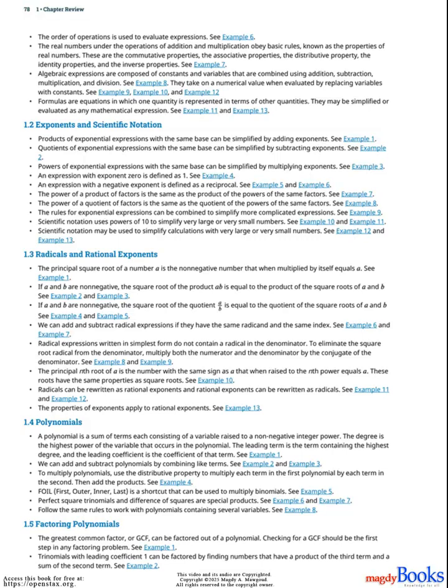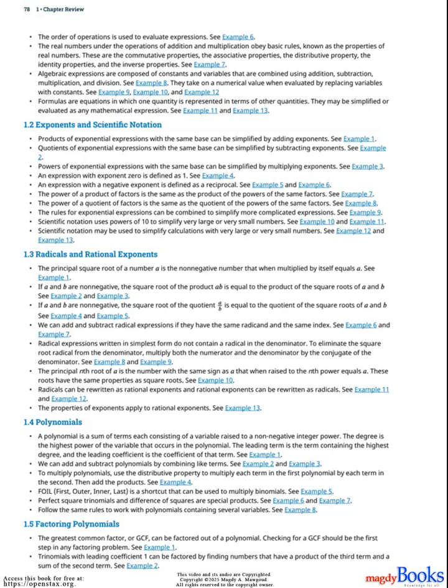1.4.2. We can add and subtract polynomials by combining like terms. See example 2 and example 3. 1.4.3. To multiply polynomials, use the distributive property to multiply each term in the first polynomial by each term in the second. Then add the products. See example 4.